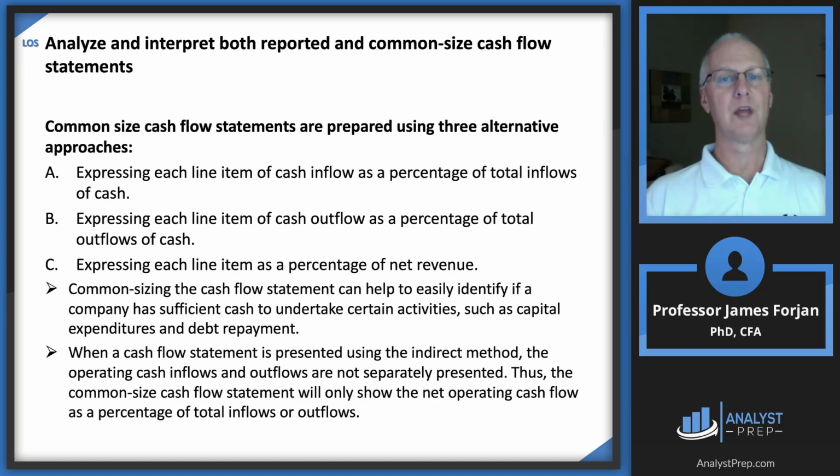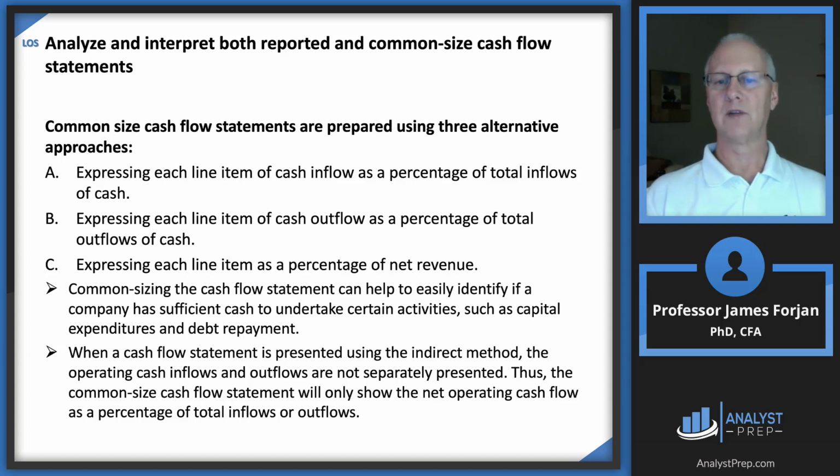Common size cash flow statements are prepared using 3 alternative approaches. Now remember what we did with the balance sheet, remember what we did with the income statement. The common size balance sheet, what we did is we took a percentage of the assets. Over on the income statement, we took a percentage of the revenues, and that made perfect sense. But here we can take a percentage of total inflows, we can take a percentage of total outflows, or we can take a percentage of revenues or even net revenues. And so what we're probably going to do is that when we have cash coming in, we'll take a percentage of those total inflows, and the same thing with cash going out.